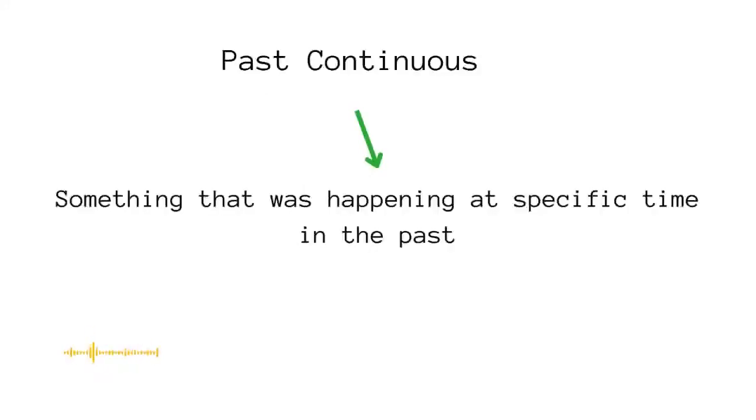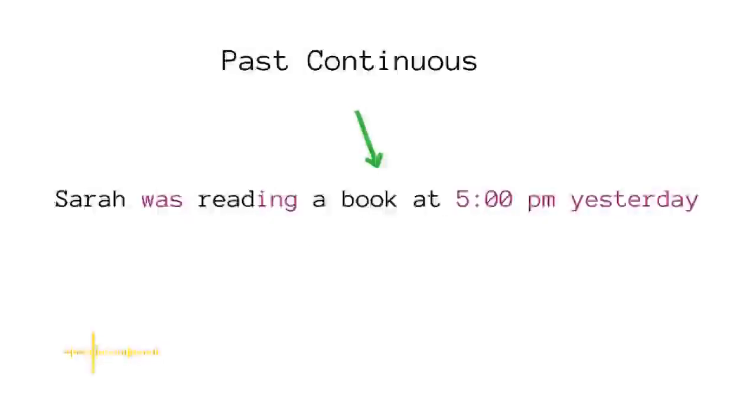But when it comes to the past continuous, you need to use it to speak about something that was happening at a specific time in the past. What does that mean? Let's have a look at this example. Sarah was reading a book at 5 p.m. yesterday. So this is what I meant by the specific timing, alright? 5 p.m. yesterday. At what time was she reading? At 5 p.m. yesterday. So in this case, we need to use ing.